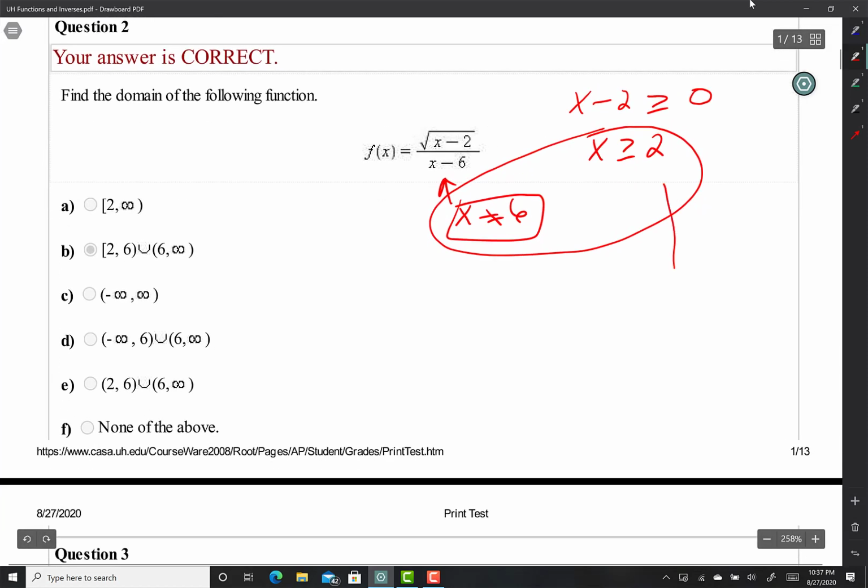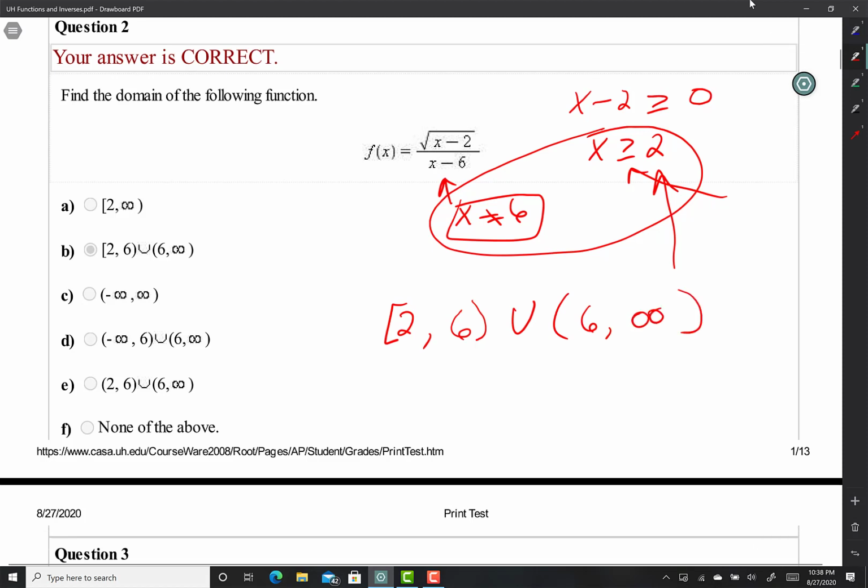So what you do, you always read a graph left to right. You start at 2. So 2, put a bracket because it has an equal sign down there. Comma, and you're going to go all the way to 6. But you cannot touch 6, so put a parenthesis on that. And then union. And then 6 all the way to infinity. And there it is. You cover all the numbers greater than or equal to 2, except 6.